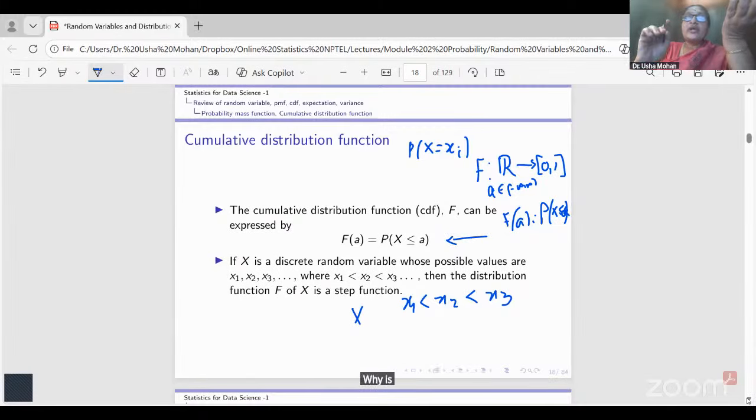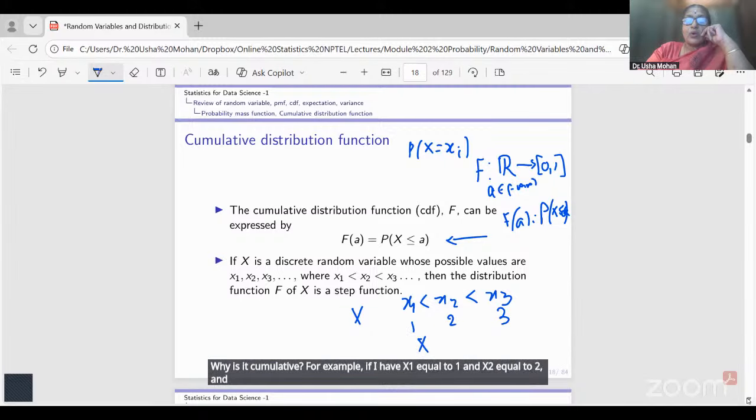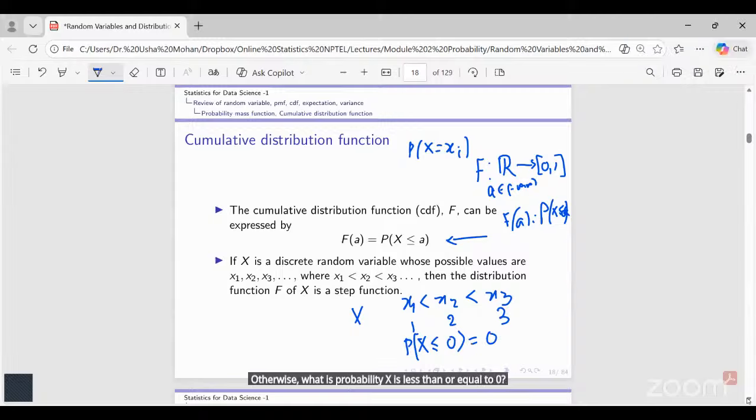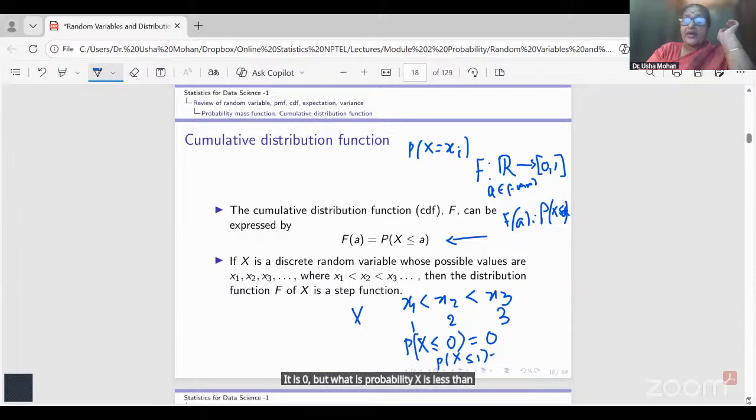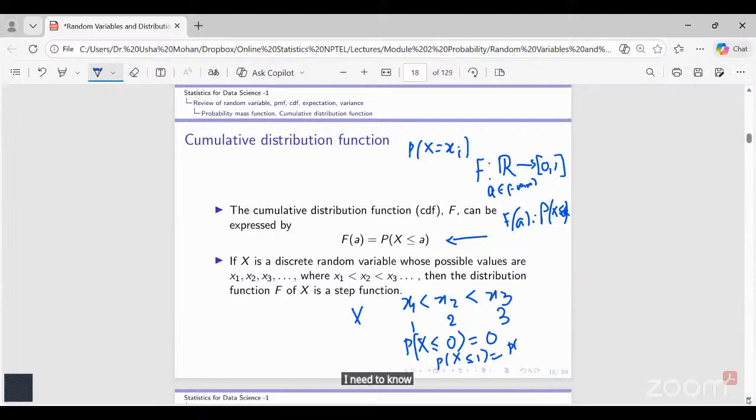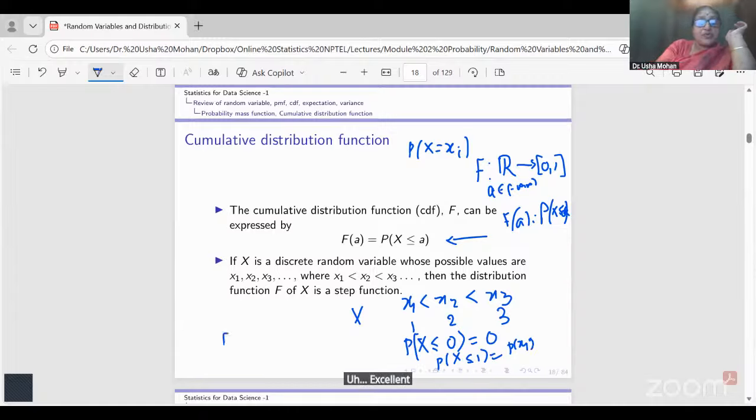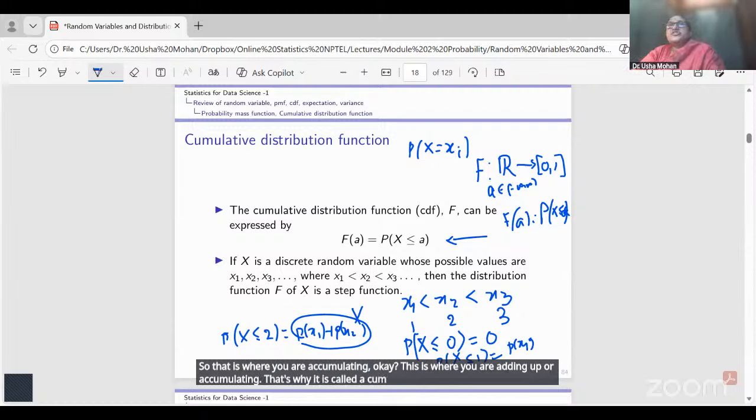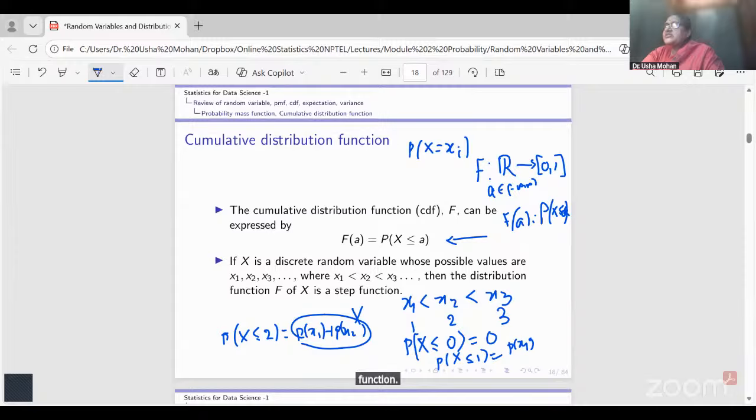Why is it cumulative? For example, if I have x1 equal to 1, x2 equal to 2 and x3 equal to 3, what is the probability x is less than or equal to 0? It is 0. But what is the probability x is less than or equal to 1? It is going to be the probability of x1. What is the probability x is less than or equal to 2? Probability of x1 plus x2. So that is where you are adding up or accumulating. That's why it is called a cumulative distribution function. Any questions still here?